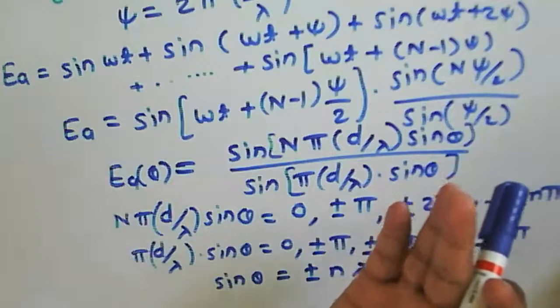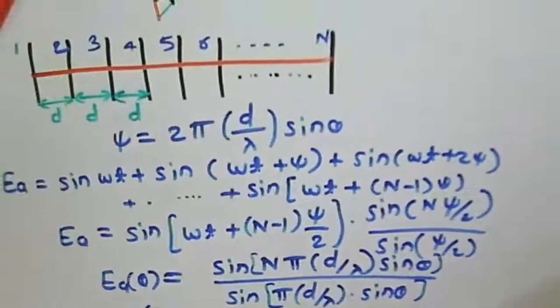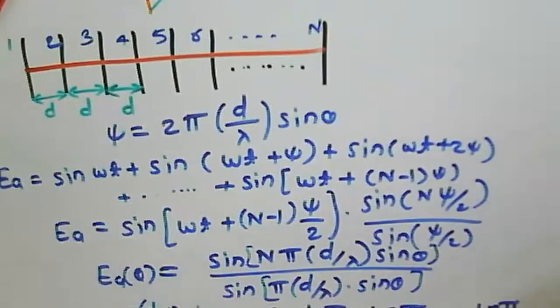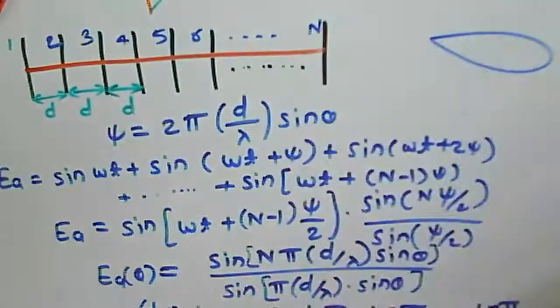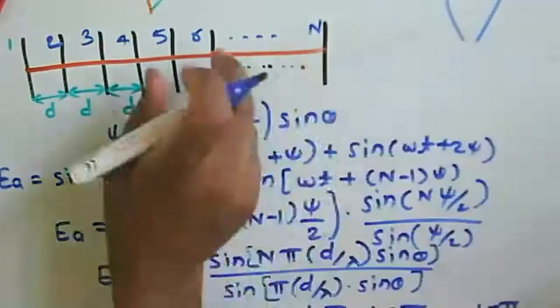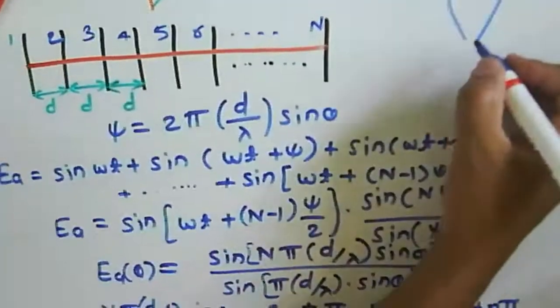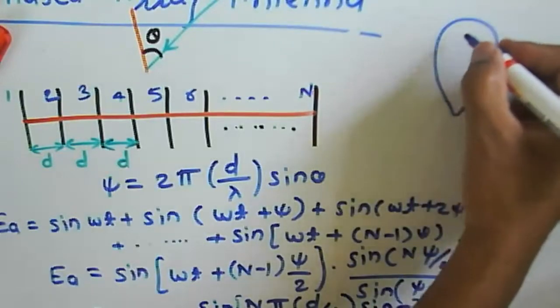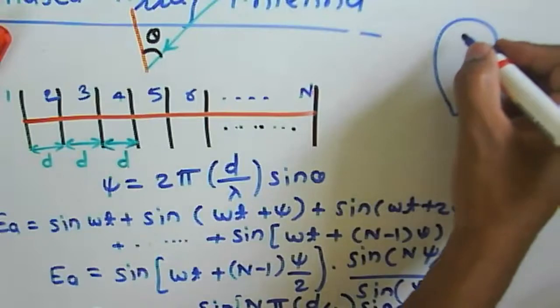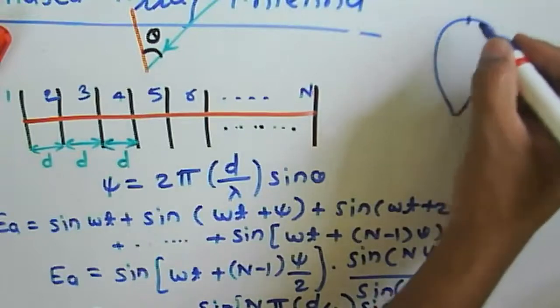Otherwise, what happens if sine of theta is not equal to plus or minus n lambda by d? In that case, we can generally consider the radiation pattern of an antenna as likewise. So for this particular broadside array antenna, it is perpendicular to the axis, so we just draw a radiation pattern of this antenna. It is likewise. So this one is the radiation pattern of an antenna. We are getting the maximum intensity when sine theta is equal to plus or minus n lambda by d. So here we are getting the maximum intensity.